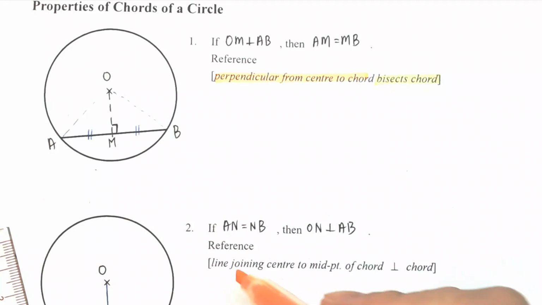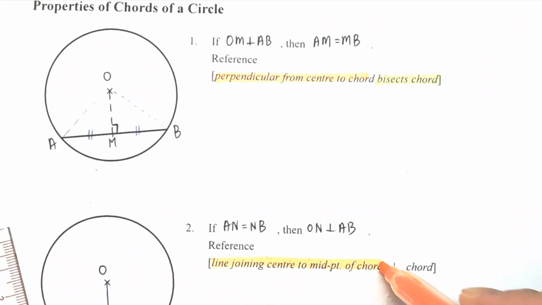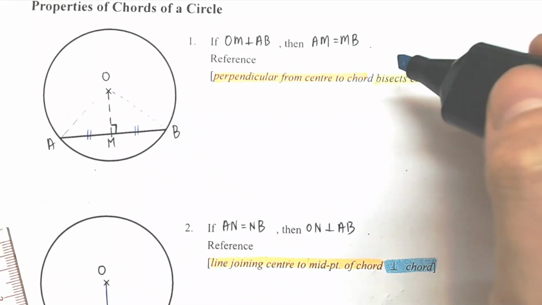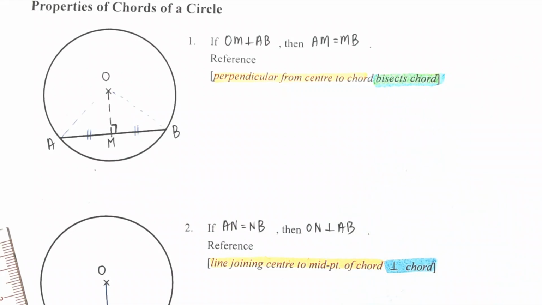So again, the condition is placed in front and the result is placed at last. So this is the second one.